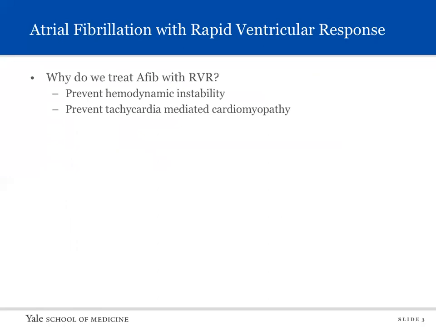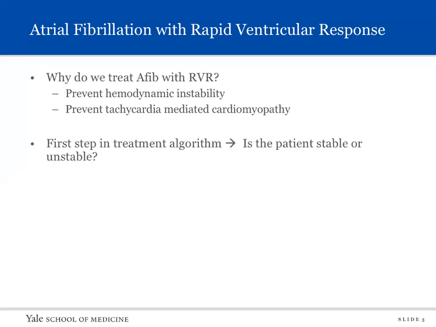And it's important to know why we actually treat Afib with RVR. A lot of times these patients can be asymptomatic when their heart rates are in the 120s, 130s. They may be completely asymptomatic, but the goal here is twofold. One is to prevent hemodynamic instability. These patients can quickly decompensate. And then the second issue is to prevent tachycardia-mediated cardiomyopathy, which over time can just make things worse for these patients.